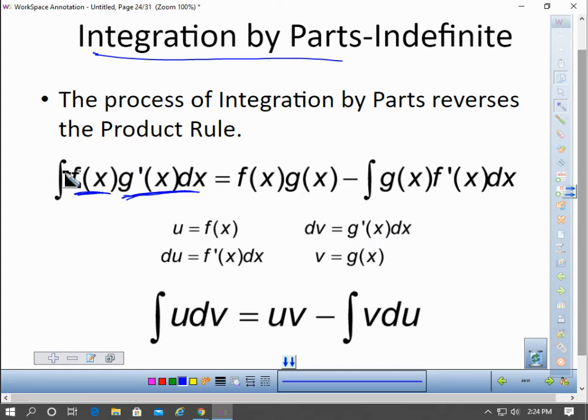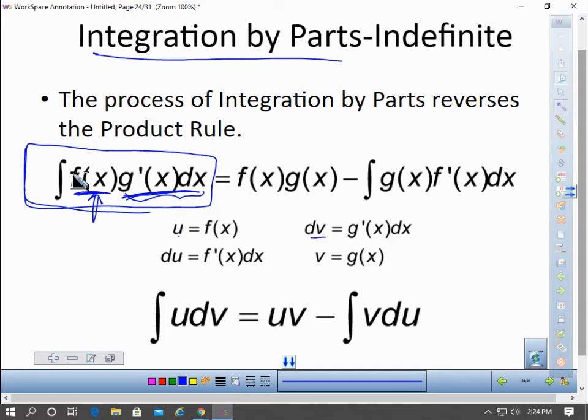When you get a problem, just back up a minute, you're going to get a problem that looks like this. You're going to be asked to integrate something that's a product here, okay? You pick which piece you want to be your u, and the other piece paired up with the dx, you pick to be your dv, okay?